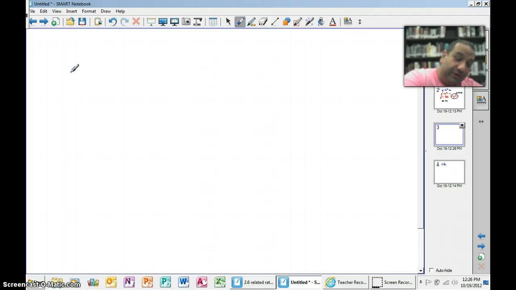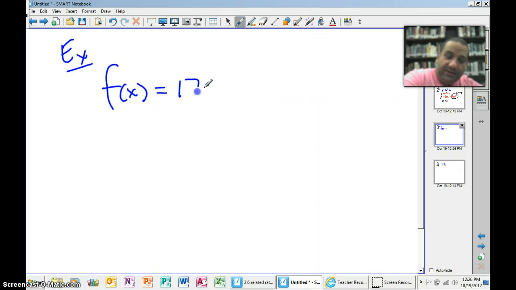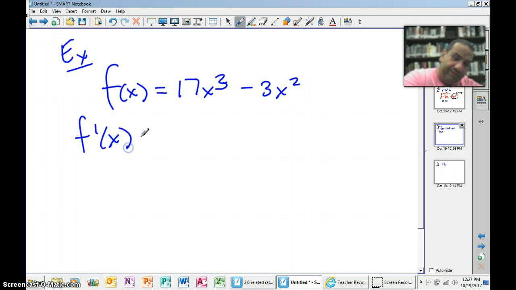Let's give it a function example. Let's give a function like 17x squared. Let's go cubed. 17x cubed minus 3x squared. So we want to find critical numbers. Critical numbers, you take the derivative and you do what you do. Do what you do. 51x squared minus 6x.